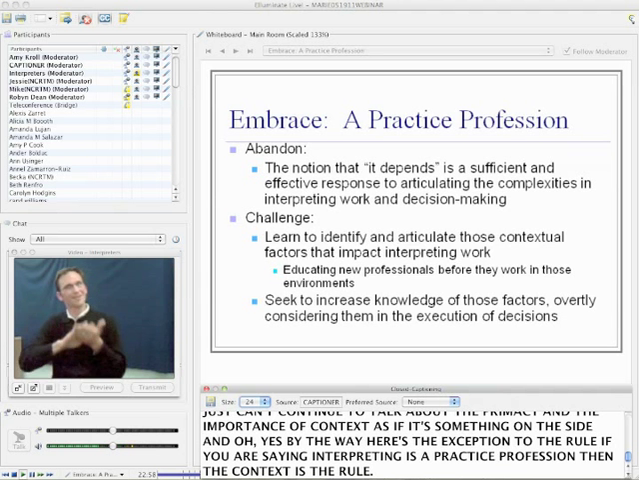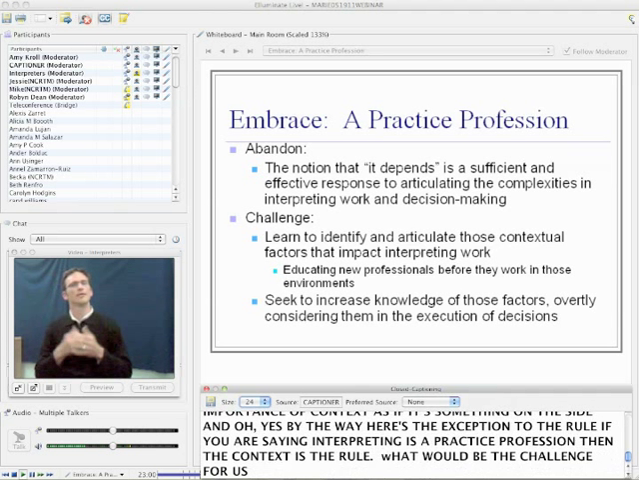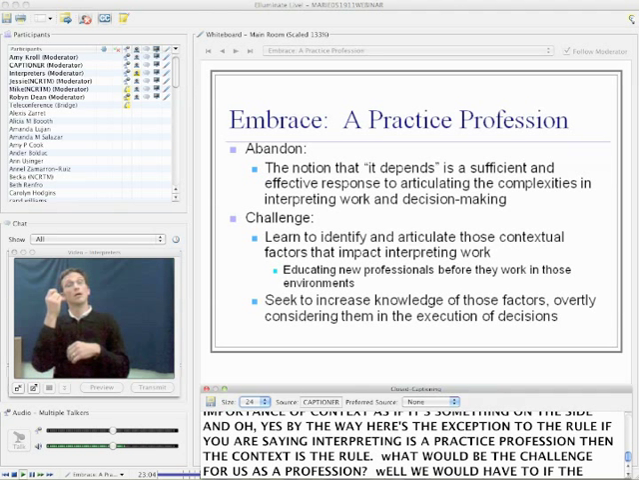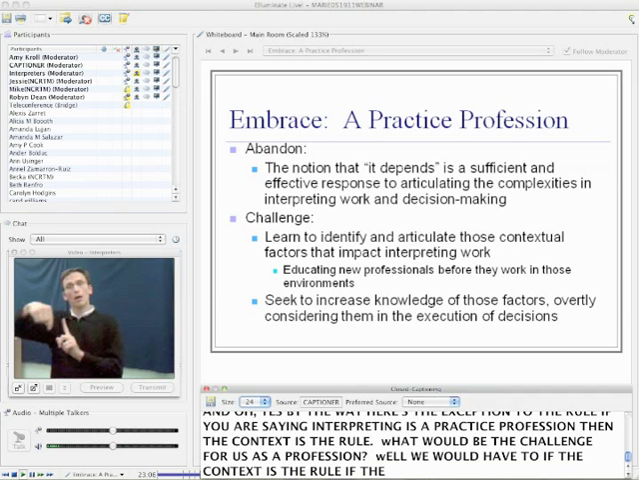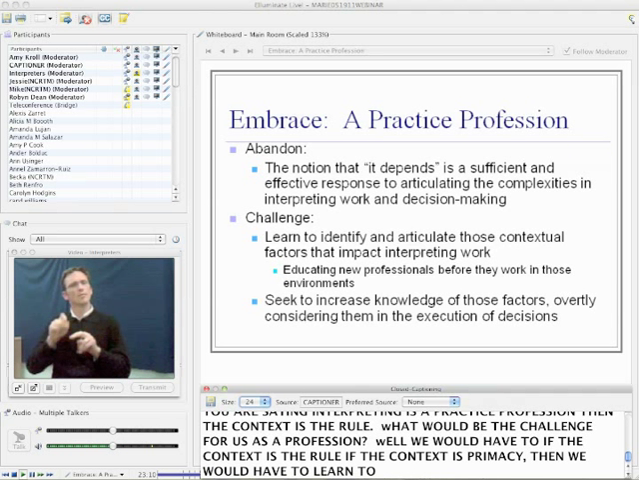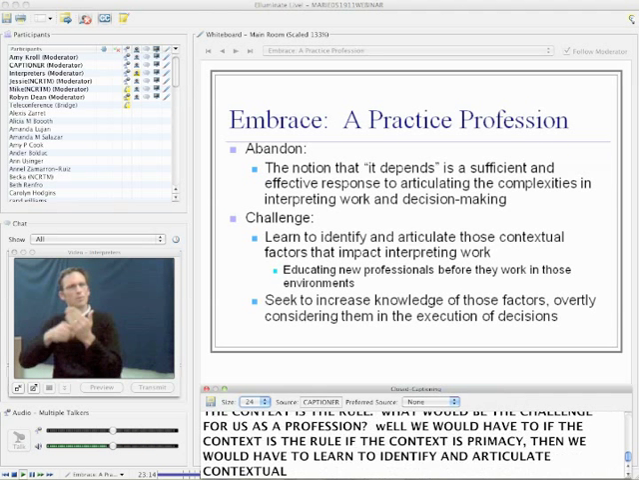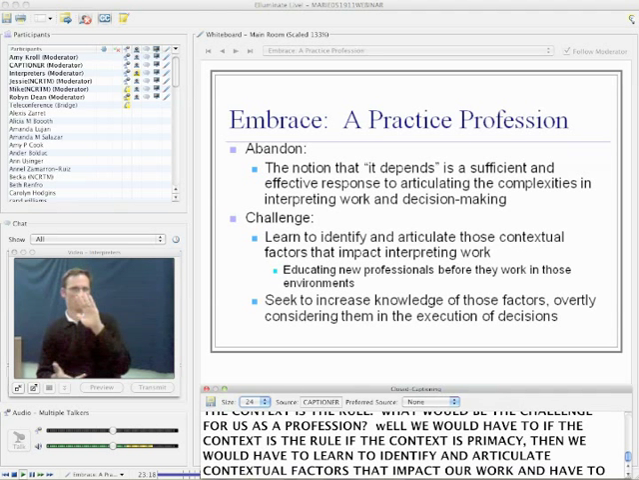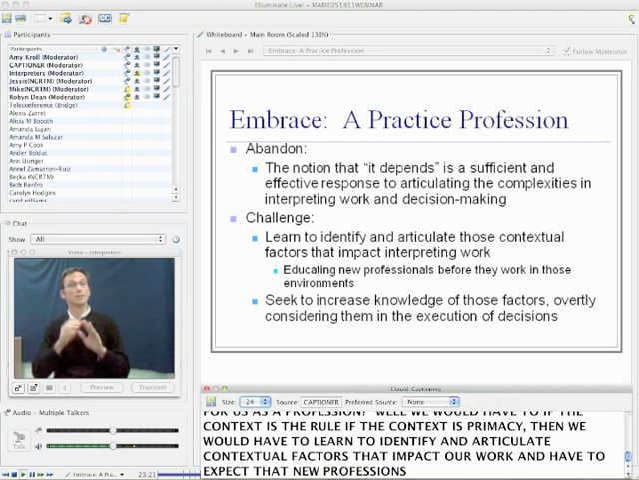What would be the challenge for us as a profession? Well, if the context is the rule, if the context is primacy, then we would have to learn to identify and articulate contextual factors that impact our work. We would have to expect that new professionals not sink or swim and learn about the contextual factors in the moment while they're working there and discover them on the fly, but know about them ahead of time.